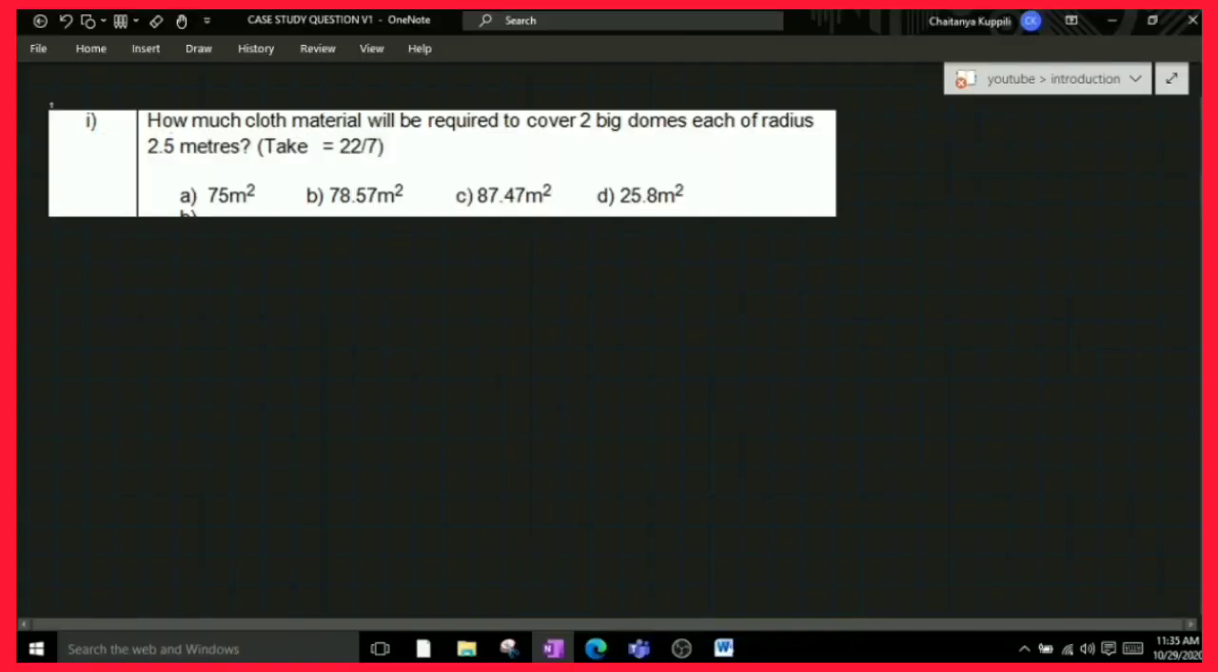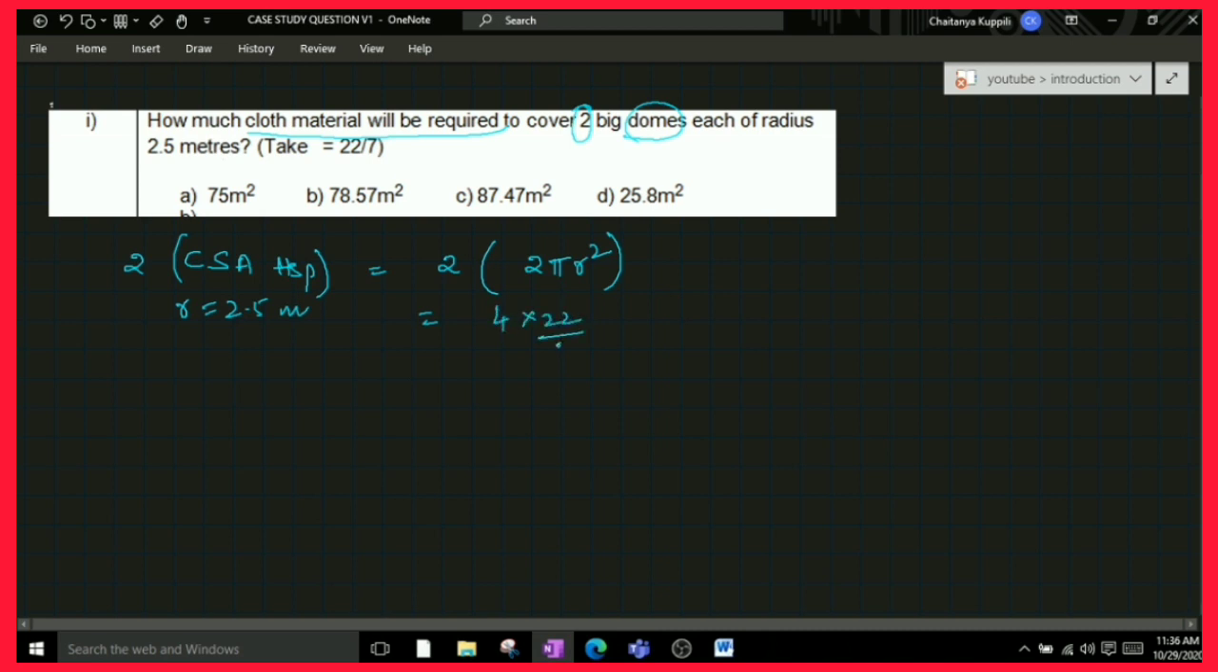Let's start doing question number 1. How much cloth material will be required to cover 2 big domes of each of the radius 2.5 meters? Cloth material required in the sense, what is the concept applied over here? Surface area. Dome surface area means curved surface area. 2 big domes, so 2 times CSA of the hemisphere. What is the hemispherical CSA? 2 pi r square. What is r over here? 2.5 meters. Then we substitute here 2 into 2, that is 4, pi is 22 by 7, and r square is 2.5 into 2.5. If you calculate this, you will be getting 78.57 meters square. So B is the answer for this.